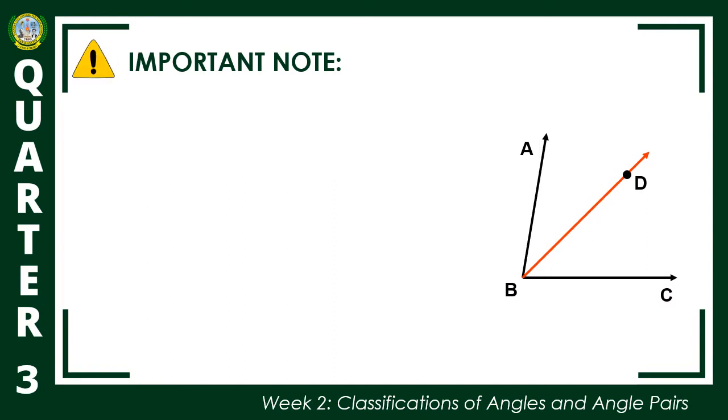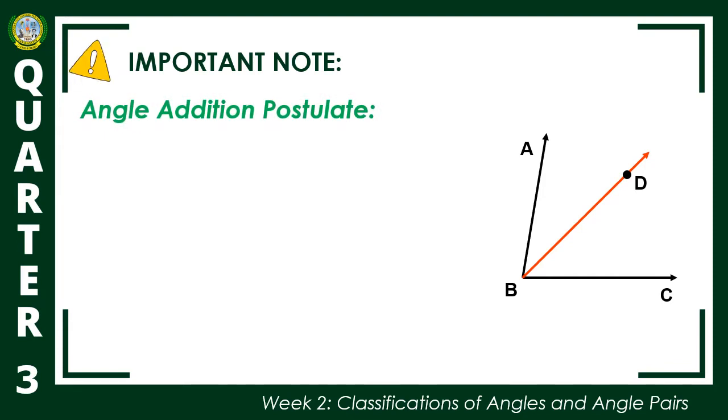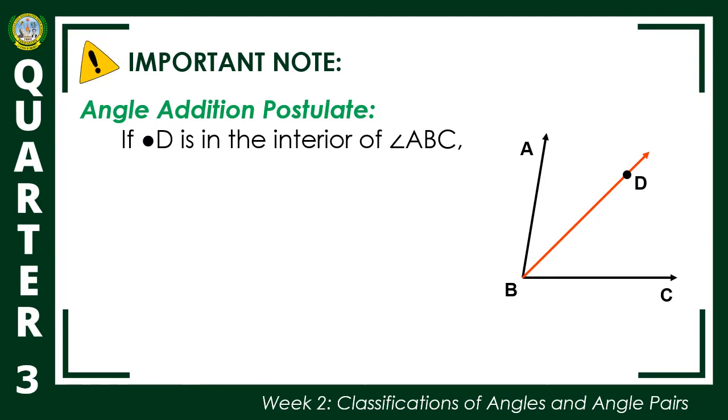But before I introduce the different kinds of angle pairs, let me just discuss this very important postulate that plays an important role in understanding the relationship between the angles in an angle pair. This is the angle addition postulate, and it states that if point D is in the interior of angle ABC, like what you are seeing now in the figure, yung point D po ay nasa loob ng angle ABC, then let us draw an imaginary ray that connects B to D. Okay?